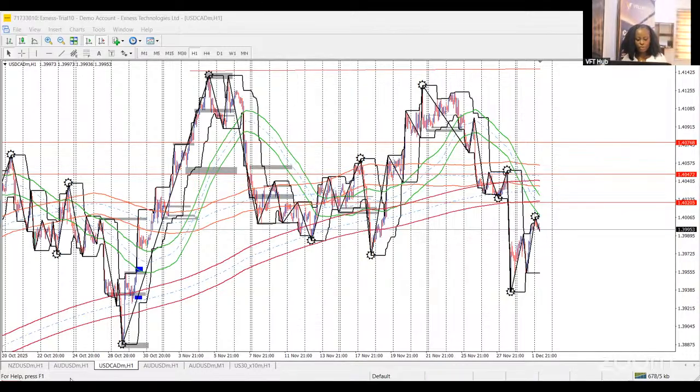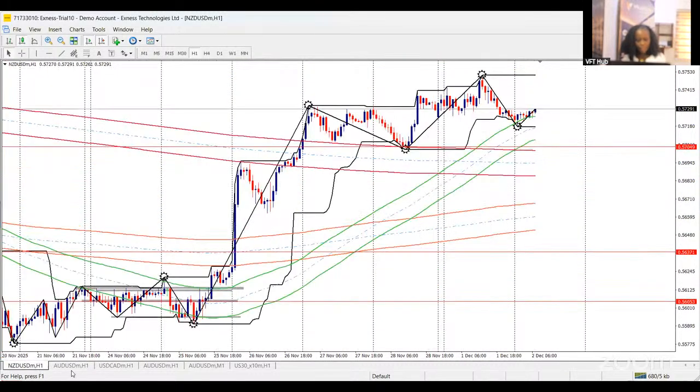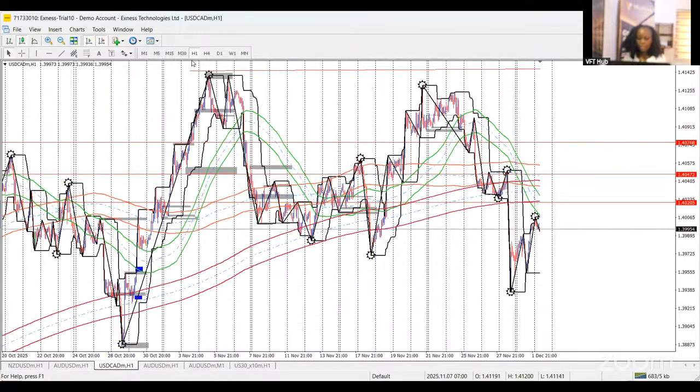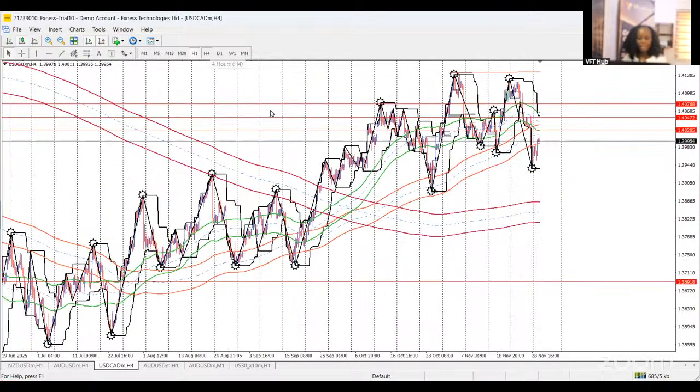During the course of this analysis, we're going to be looking at commodity currencies. Let us see what this market has in store for us before we move into indices. So I'm going to be starting my analysis with a look at USD CAD starting from the H4 time frame.